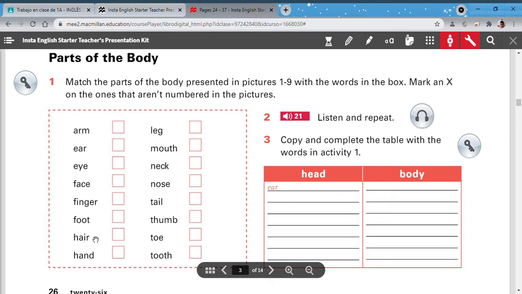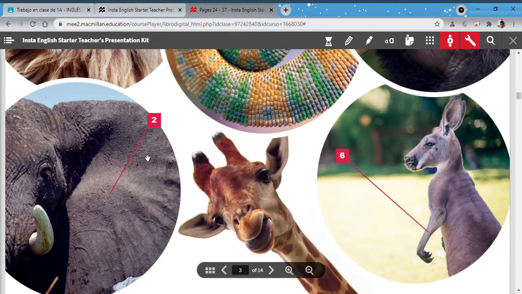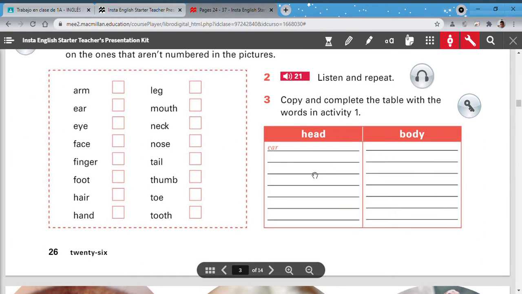What about hair? Yes, hair is in your head. And what about hand? On body, perfect. Leg, it's for bodies, okay. Mouth, like the tiger, remember? Yes, it's on your head. What about neck? Well, it's between your head and your body. Okay, let's put it on body.